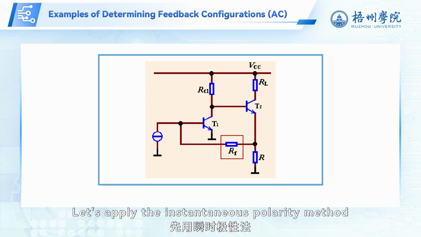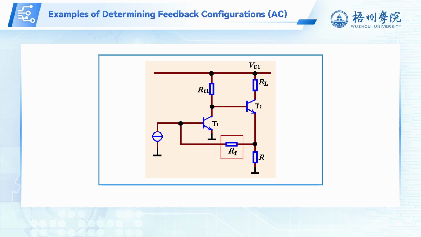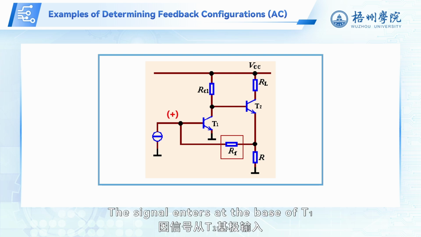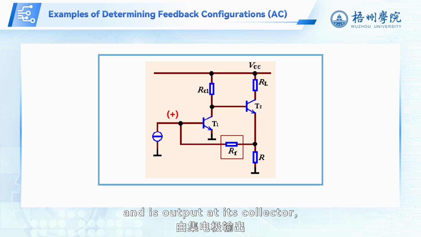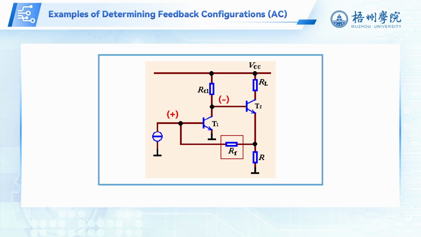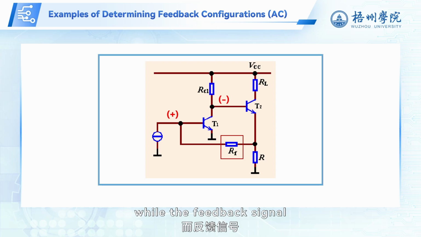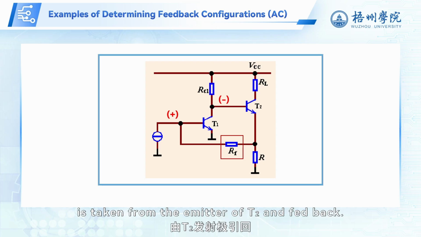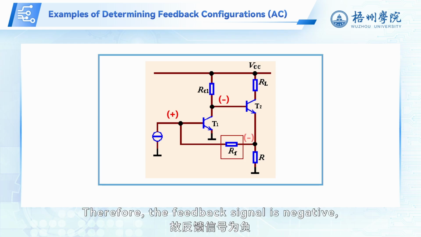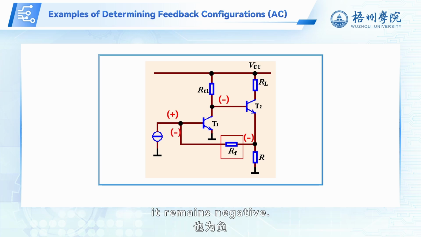Let's apply the instantaneous polarity method to determine whether the feedback is negative. Assume the input is positive. The signal enters at the base of T1 and is output at its collector, so the collector signal of T1 is negative. This signal is then fed to the base of T2, while the feedback signal is taken from the emitter of T2 and fed back. Therefore, the feedback signal is negative, and when it is passed through RF back to the input, it remains negative.